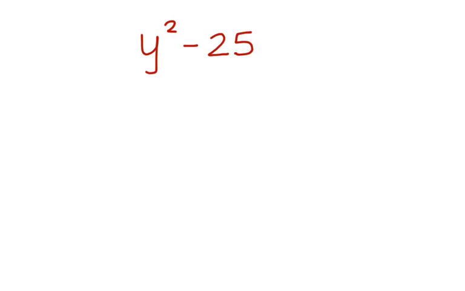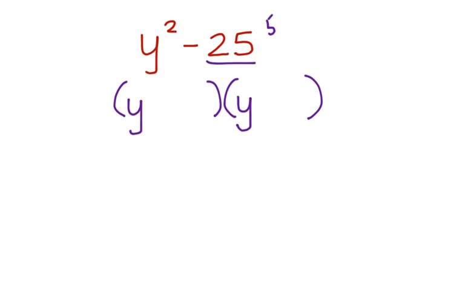Now we can also have y's be a difference of squares. So here we have y squared minus 25. Let's factor it into two binomials. Y squared becomes y and a y. 25 has factors of 5 times 5, or 5 squared. Positive times a negative equals a negative. We can make this plus 5 and minus 5.